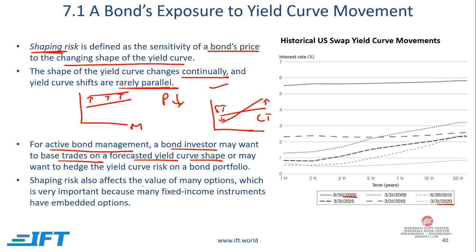Shaping risk also affects the value of many options, which is very important because many fixed income instruments have embedded options. So we have callable bonds, puttable bonds, convertible bonds. These bonds have embedded options which are impacted by changes in the yield curve. So shaping risk is particularly important in this context also.